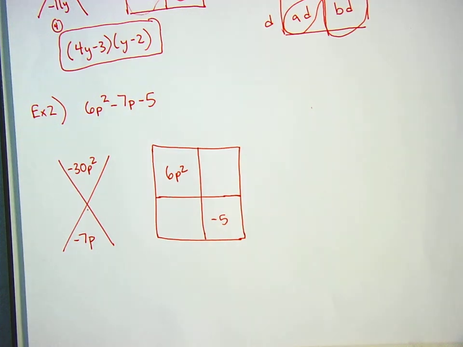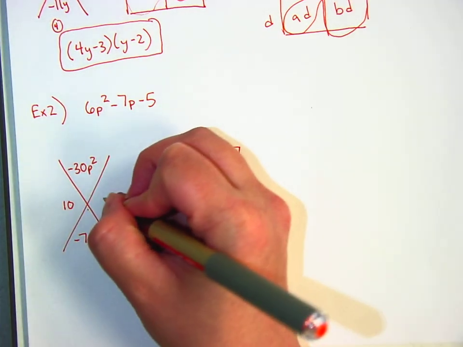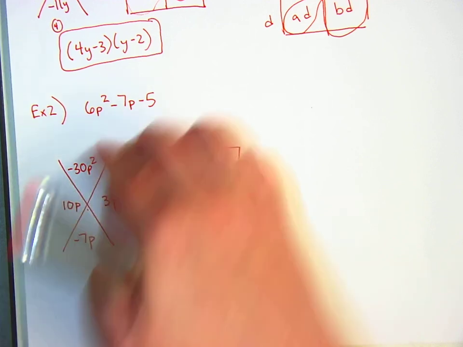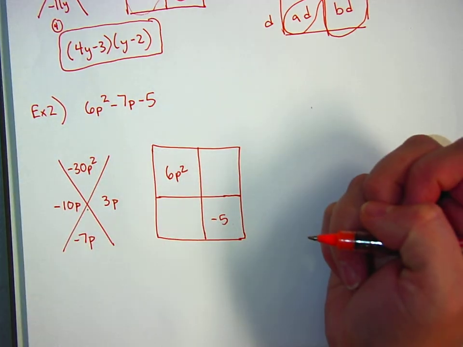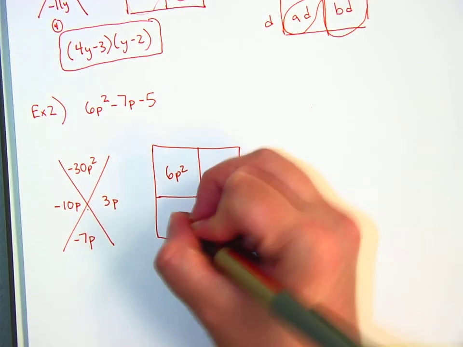So I want two numbers that multiply to get negative 30, but add to get negative 7. So I'm going to use 10 and 3, and of course both of them have p's because they multiply to get p squared, but add to get p. And then I'm going to make this one negative, so that when they add together, they get negative 7p. So that'd be negative 10p and 3p.